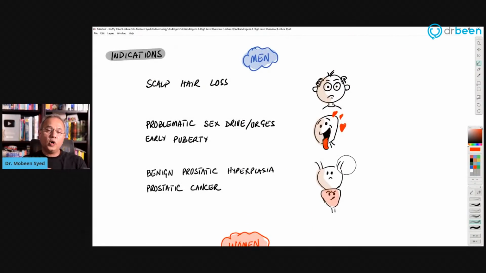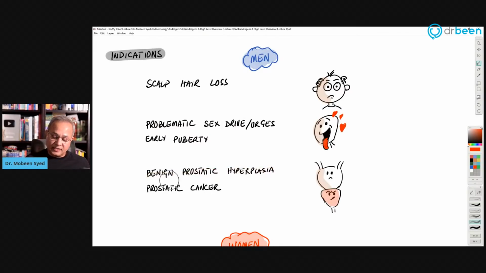Indications. Why are they used? We are talking anti-androgens. Why are they used? In men, scalp hair loss. Remember that male pattern balding usually is because of the steroid hormones. So reducing the steroid hormones would, in theory, reduce the hair fall. Then problematic sexual drive or urges, or early puberty. Generally, oversexual drive in men can be countered with anti-androgens.